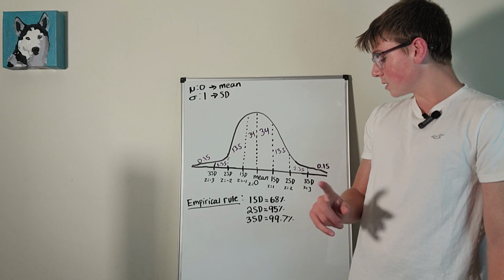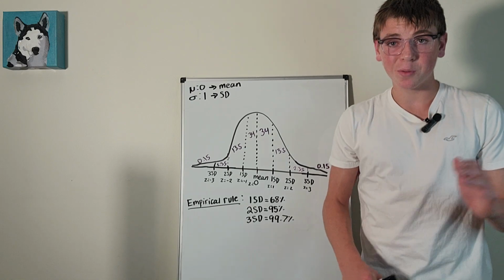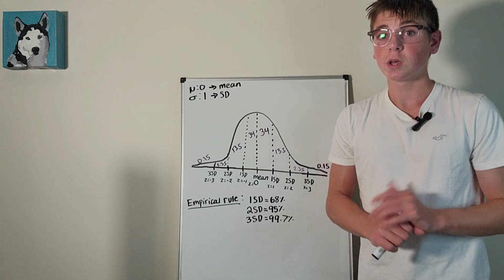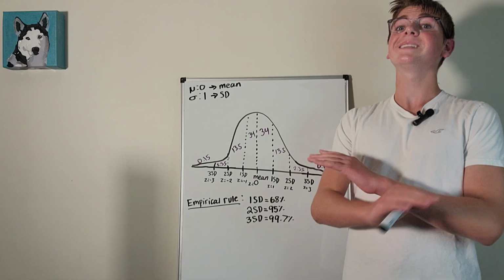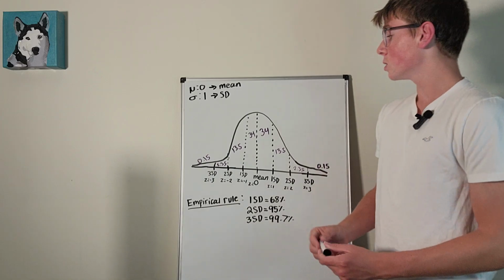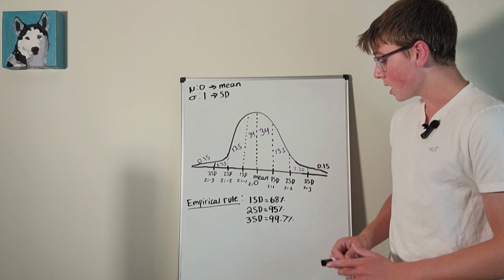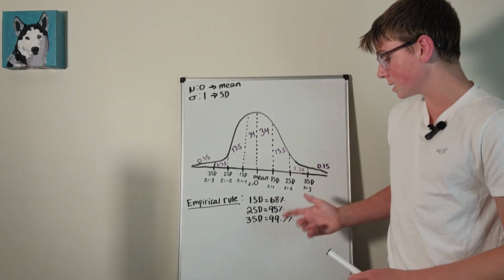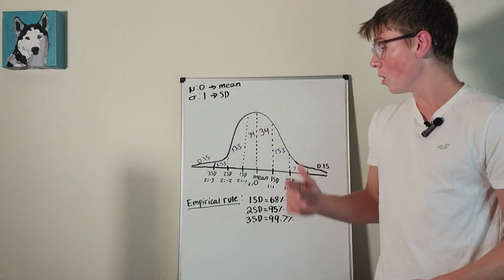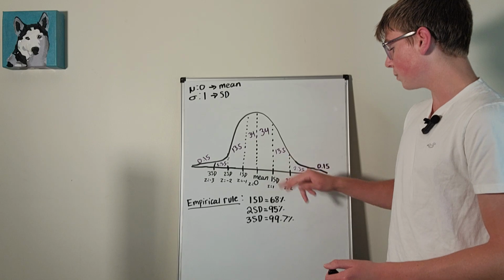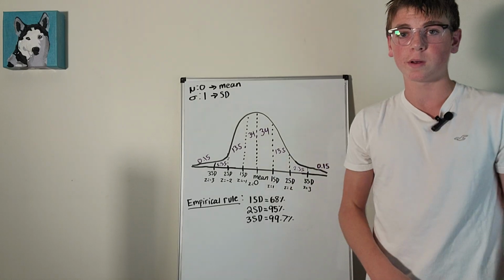And then 3 standard deviations out, you have 99.7% of your points. So within 3 standard deviations, you have a ton of your points. So basically, you kind of have to memorize these. Either you memorize the empirical rule 68, 95, 99.7, or you memorize 34, 13.5, 2.35, and 0.15.